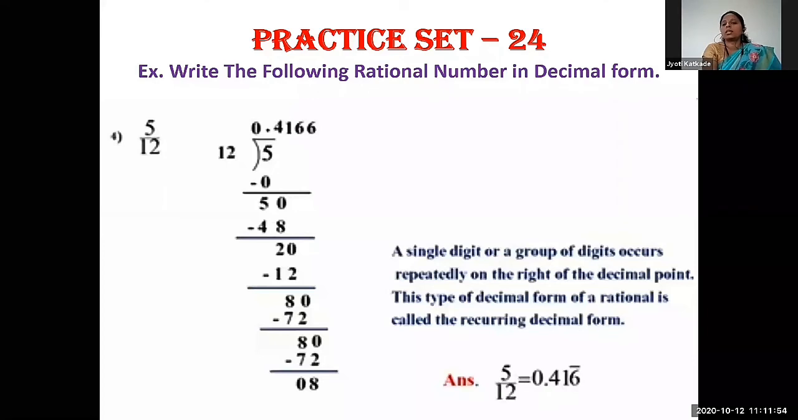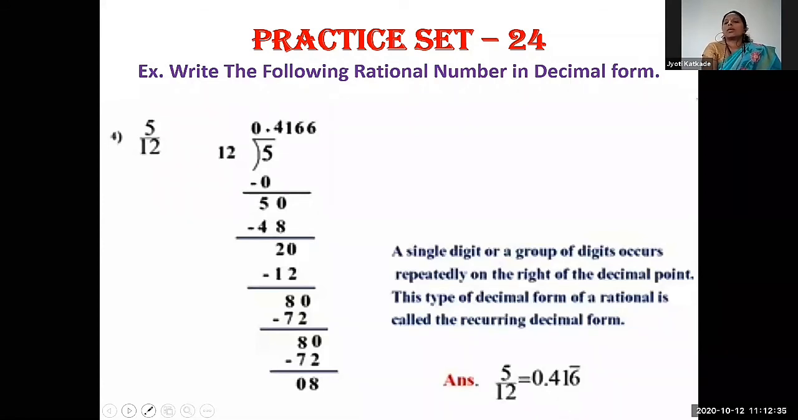After 4, 1, the 6, 6, 6 is repeating. A single digit or a group of digits occurs repeatedly on the right of the decimal point. This type of decimal form of a rational number is called the recurring decimal form. When a single digit or group of digits occurs repeatedly on the right of the decimal point, it is called a recurring form.